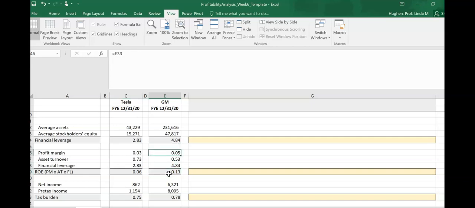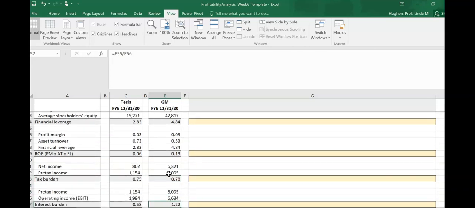Then let's break down profit margin into more components. Tax burden. Remember, tax burden sounds like higher would be worse, but the way that it's measured, for every one of our components of the DuPont extended ROE, the higher the component, the higher the ROE. So for a tax burden of 78%, what we can really say about this is the company's tax rate is really 1 minus 78%. So GM has a lower tax rate, a higher tax burden, and that's going to help its ROE.